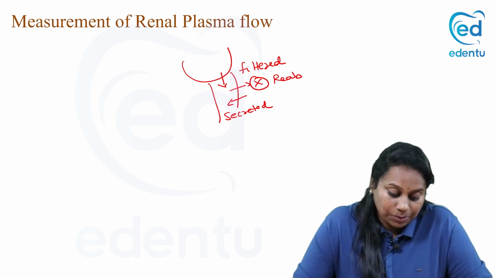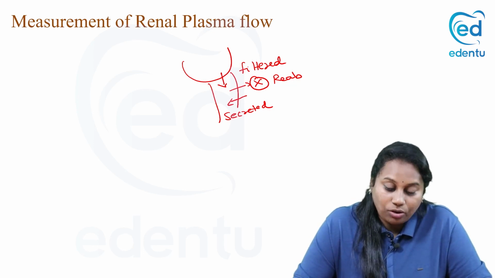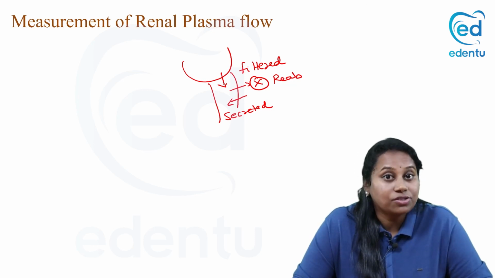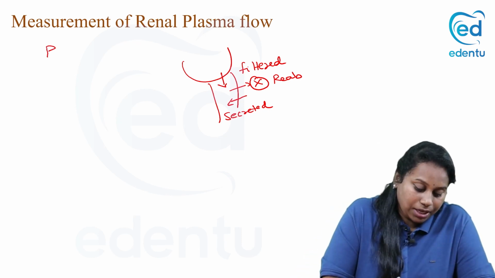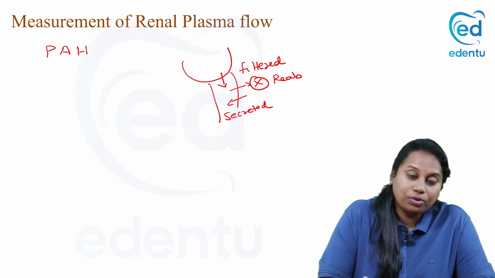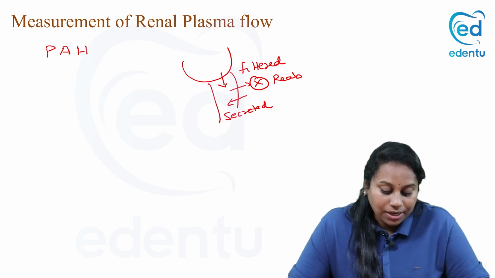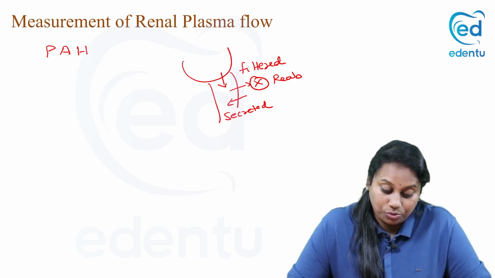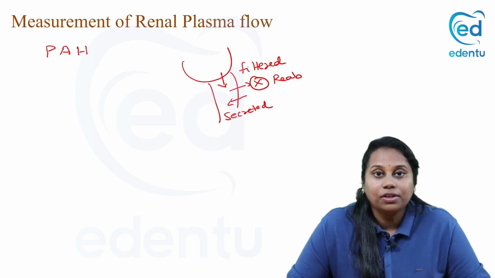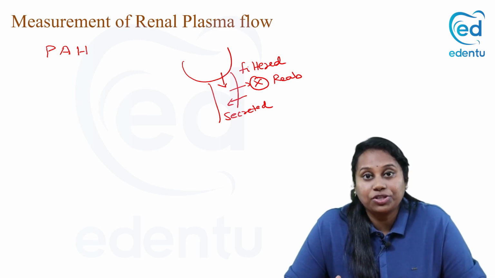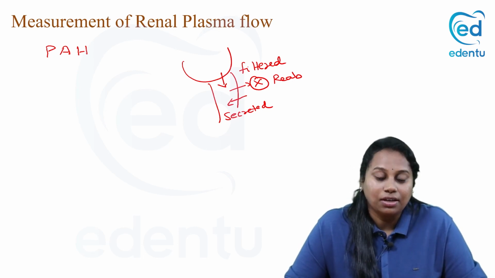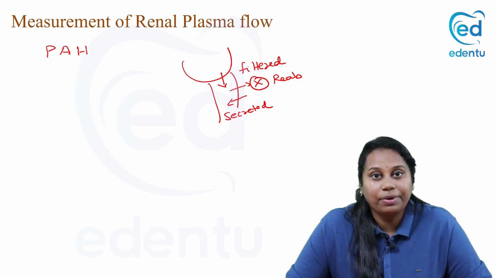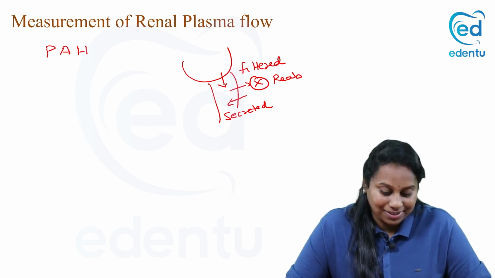So if you measure this substance, it will give you the measurement of renal plasma flow. One such substance is PAH, para-aminohippuric acid. So PAH is one substance which can be used to measure renal plasma flow. So GFR is measured by using inulin and creatinine, and renal plasma flow is measured by using para-aminohippuric acid.